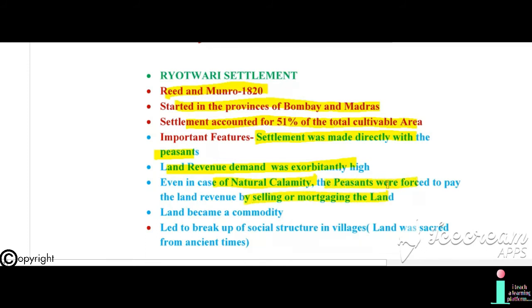the land. So this process of selling and mortgaging the land led to land becoming a commodity which could be sold or bought, and it led to the breakup of the social structure in villages, because land was not a commodity. Since ancient times, it was considered sacred.